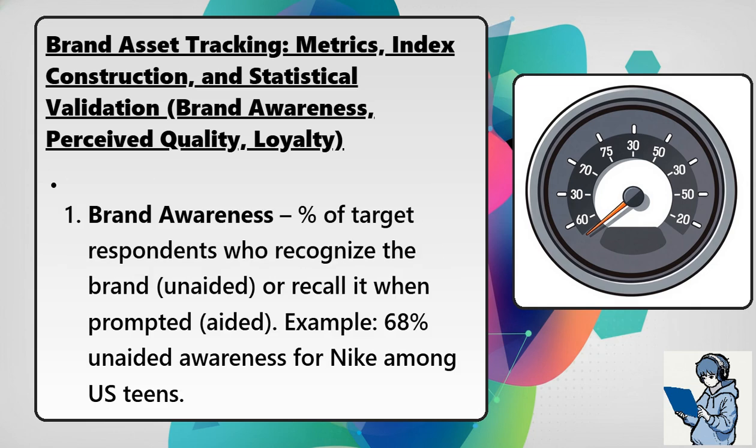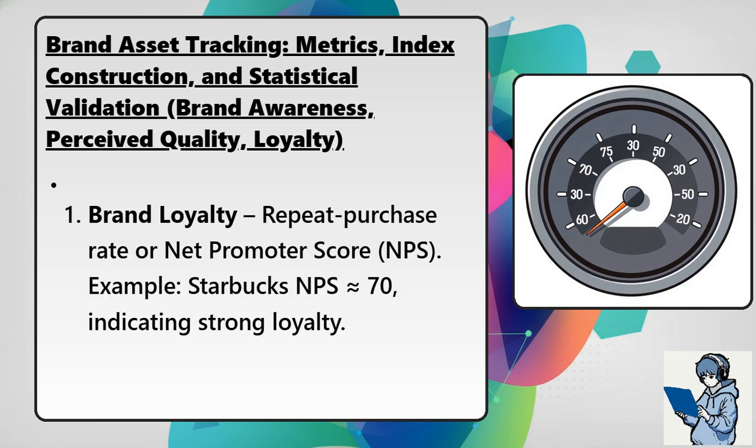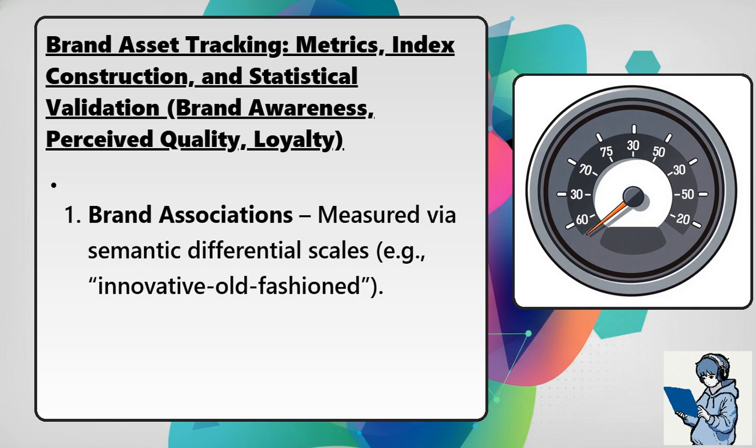Core metrics. Brand awareness: the percentage of target respondents who recognize the brand unaided or recall it when prompted, aided. Example: 68% unaided awareness for Nike among US teens. Perceived quality: a rating, usually 1 to 5, of product quality relative to competitors. Example: Apple scores 4.6 versus an average of 3.8. Brand loyalty: repeat purchase rate or net promoter score. Example: Starbucks NPS about 70, indicating strong loyalty. Brand associations are measured via semantic differential scales, for example innovative versus old-fashioned.